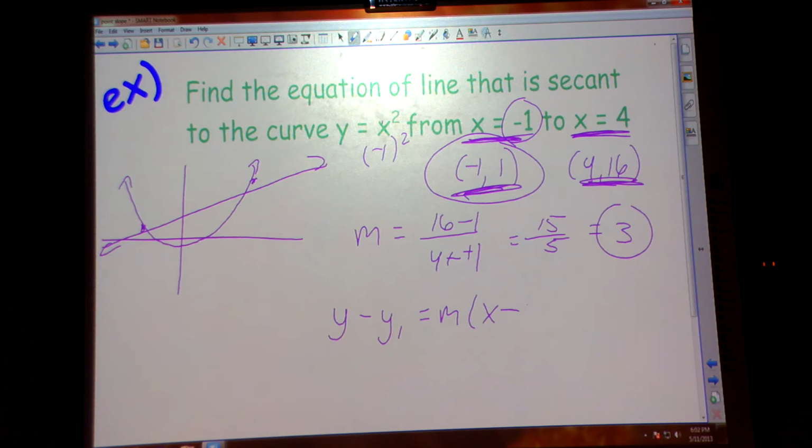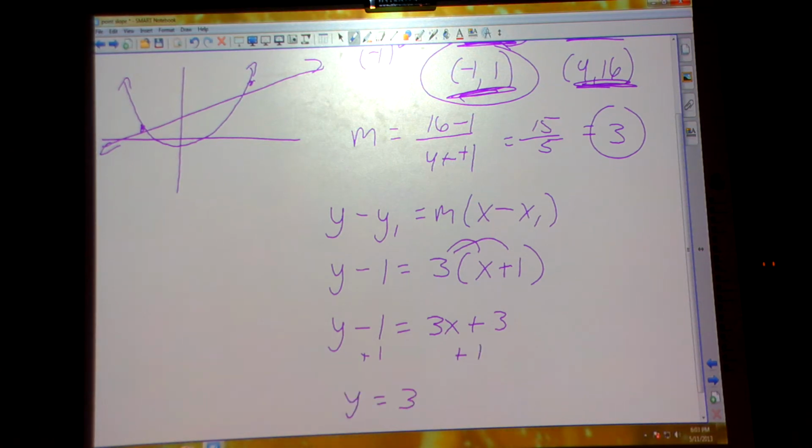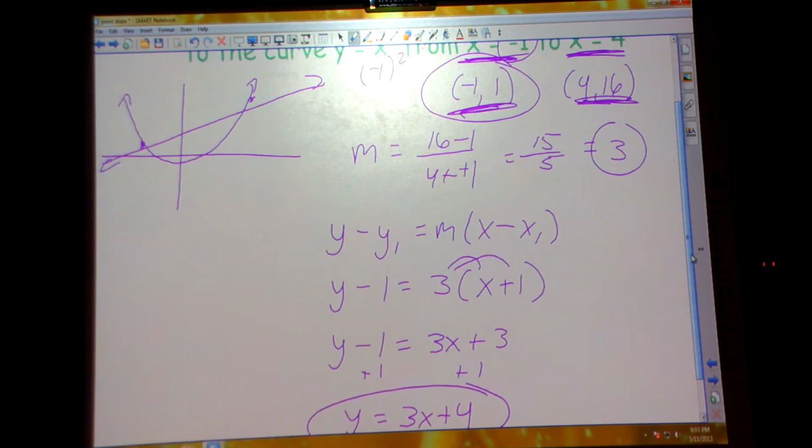x minus x1. So I have y minus my y, which is 1. m is 3. x minus negative really makes it positive because the formula is minus. Distribute. I have y minus 1 equals 3x plus 3. Add off. So I really have y equals 3x plus 4. There's the equation of this secant line.